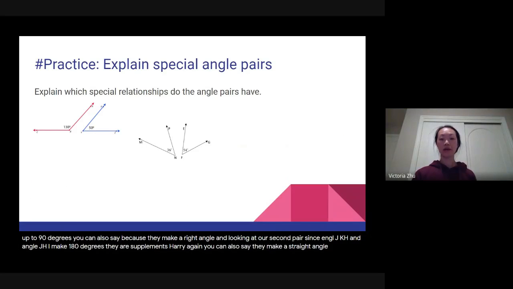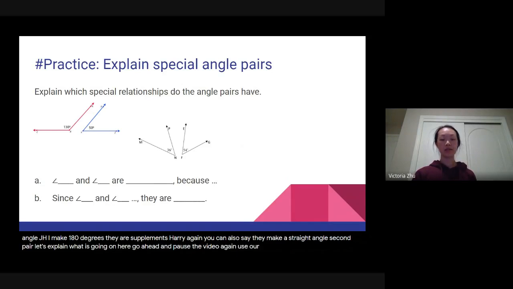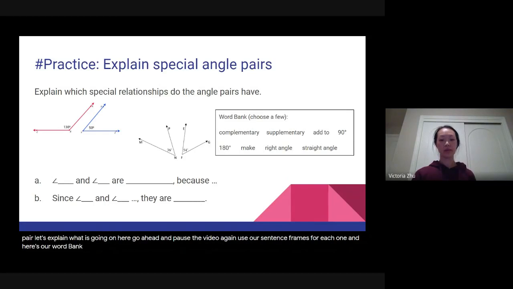Let's take a look at our second pair. Let's explain what is going on here. Again, use our sentence frames for each one. And here's our word bank. Go ahead and pause the video.